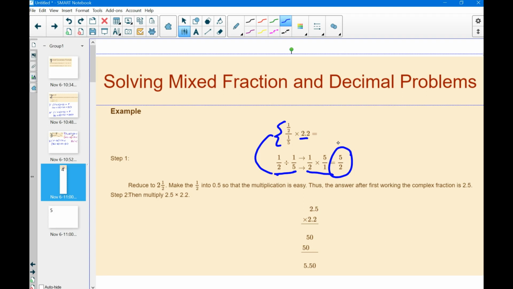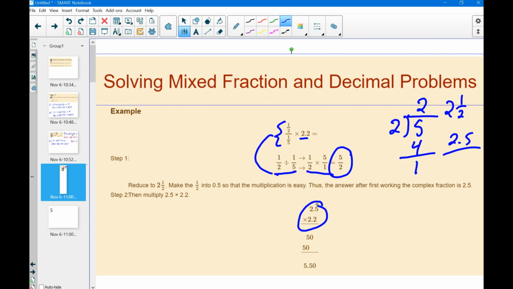So we have 5/2 turned into a decimal by going 2 into 5. 2 goes into 5 2 times, which is 4. Subtracting, 1. So I have 1 over 2, or 2.5. Once I have that number, then I just multiply them together. Multiply as normal.